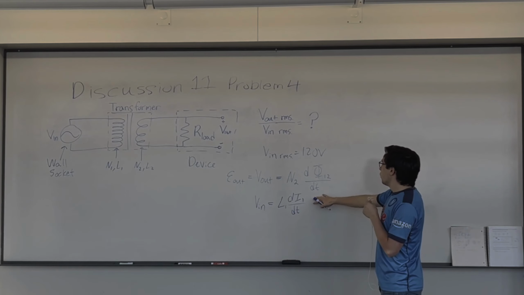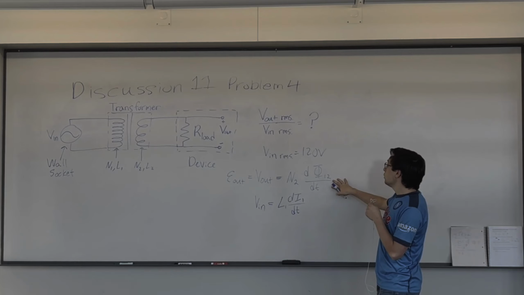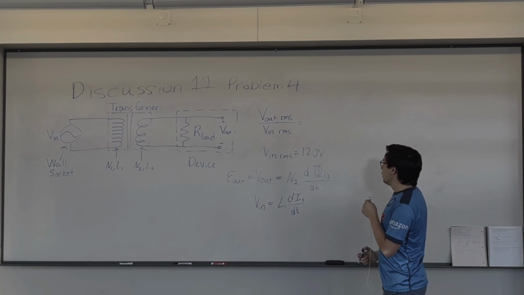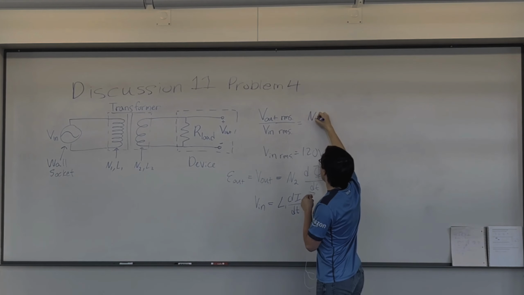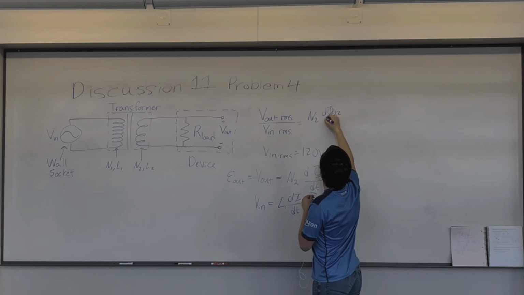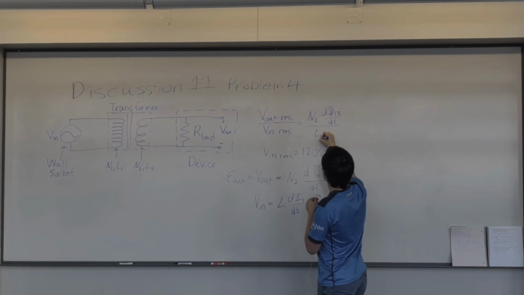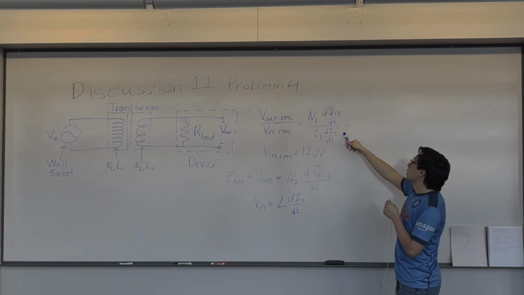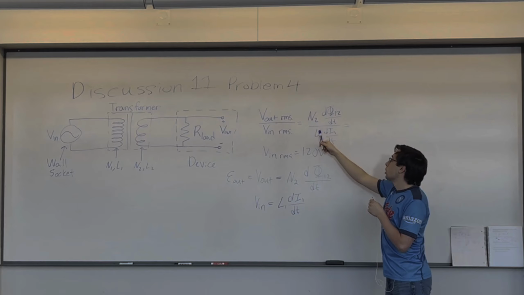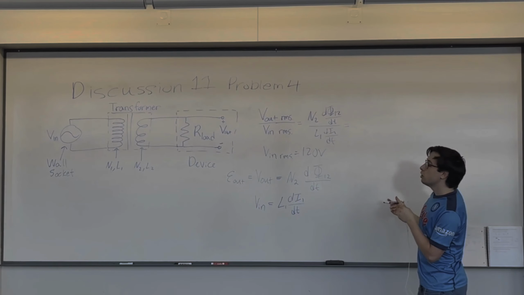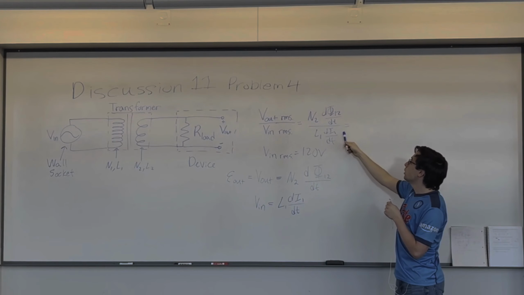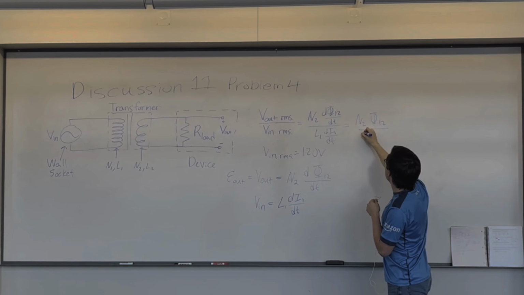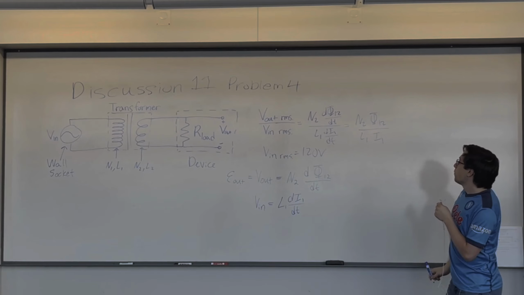Okay, and so now let's take these two expressions and let's see what we get when we plug them in here. So we get something like N2 d phi 1 2 dt over L1 di1 dt. And you can see that L1 and N2 are constants. So what we can do is get rid of the d/dt in both the numerator and denominator. Makes it easier to look at. So let's do that.